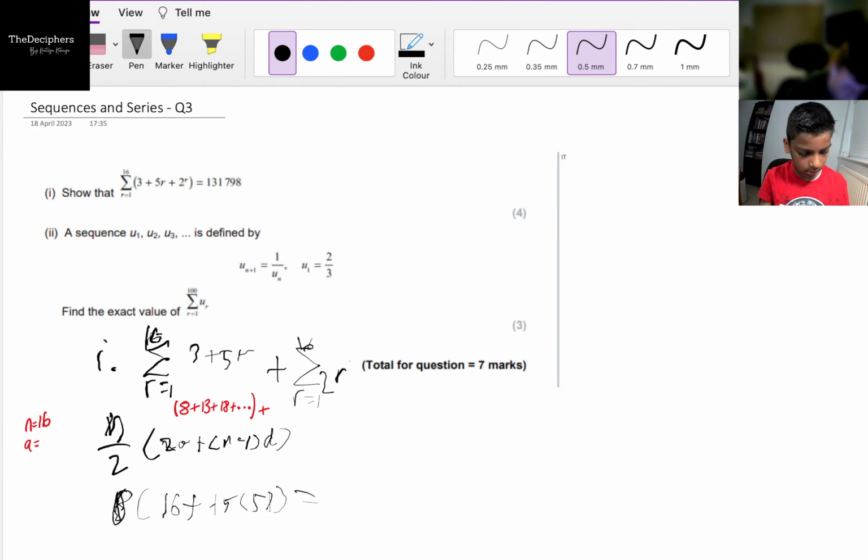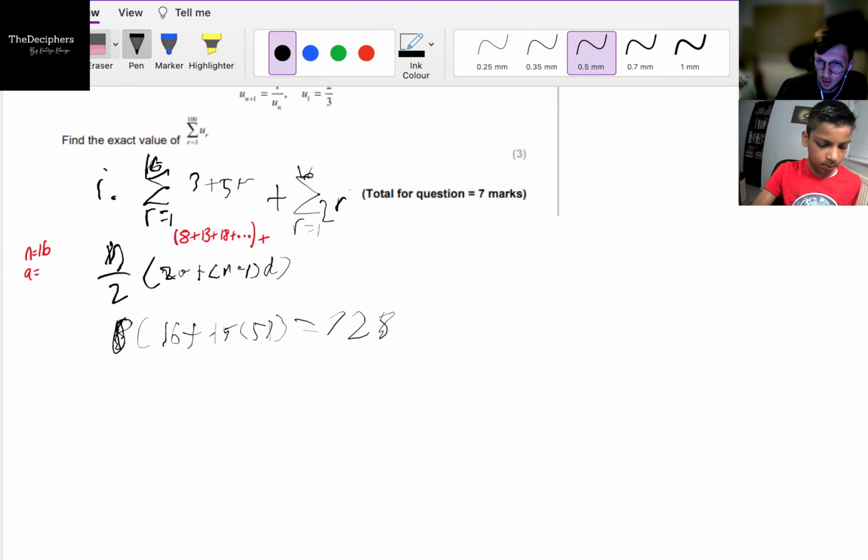And that is also 16 plus 15 times 5, times 8, 728. Good. So this 3 plus 5r part, summed from the first to the 16th term, is 728. Good.